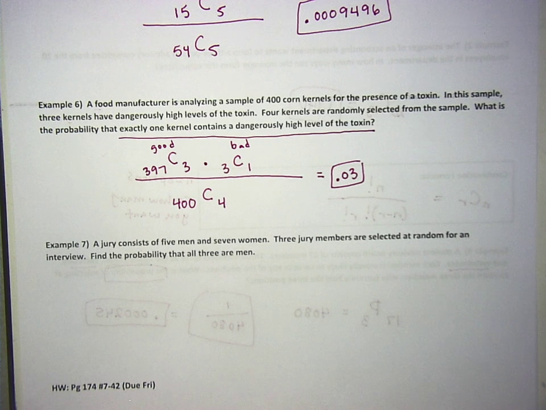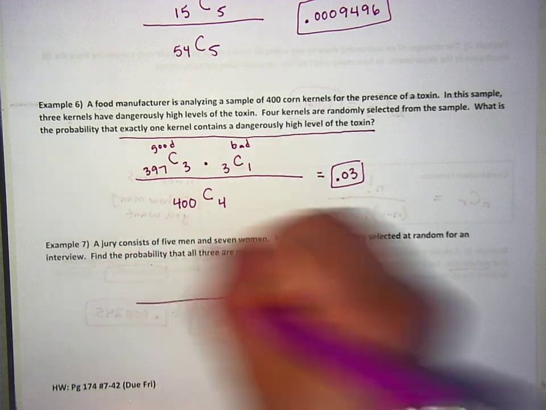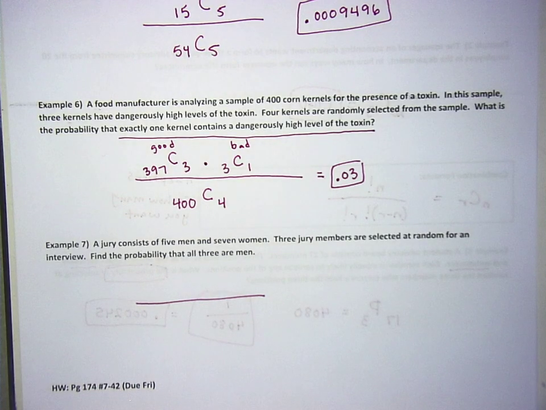All right, try the next one with your partner. If you're having problems getting started, remember it's going to look like a fraction with total possibilities on the bottom, men on the top.